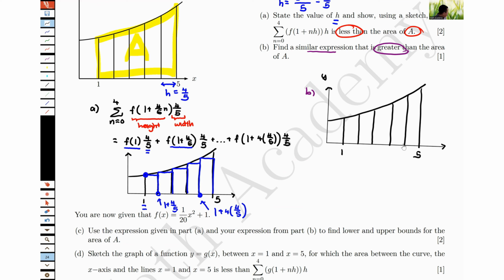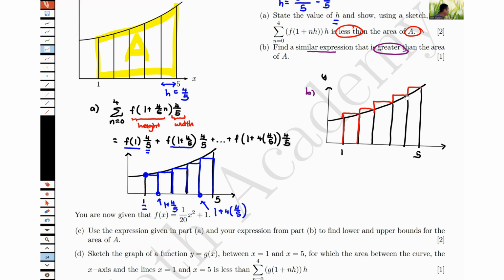If I want an expression for the area that will be a greater area, how do I draw the rectangles first? This time we visualize through the drawing before we give the equation. Your rectangles must come up above the graph. So this is how the first rectangle will look. I want the rectangles' area to be greater than the area under the curve. So second rectangle, third, we just complete the diagram this way.